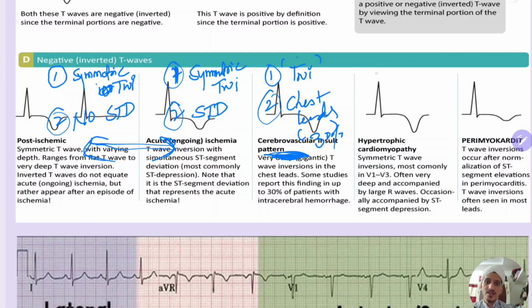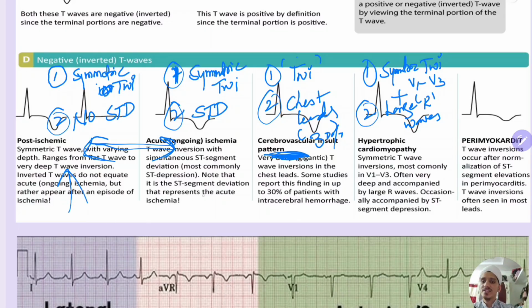And now in hypertrophic cardiomyopathy, you will have symmetric T wave inversion from V1 to V3 along with large R waves. So this plus this means there will be hypertrophic cardiomyopathy. Remember, you will not have any chest pain here. Chest pain will be present in the ischemic points, this one and this one. You will have chest pain.